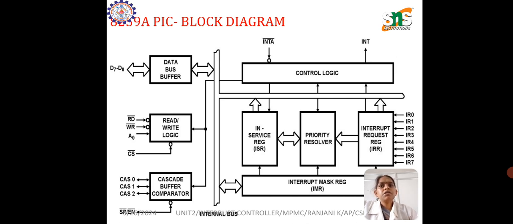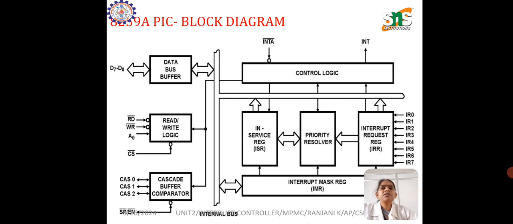The data bus buffer consists of 8 bits represented from D0 to D7, which we see in the pin diagram, and this shows that a maximum of 8 bits of data can be transferred at a time. Next is the read and write logic. This block operates when the value of CS is low, and it is responsible for the flow of data depending upon the inputs of read and write. These two pins are active low pins used for read and write operations.